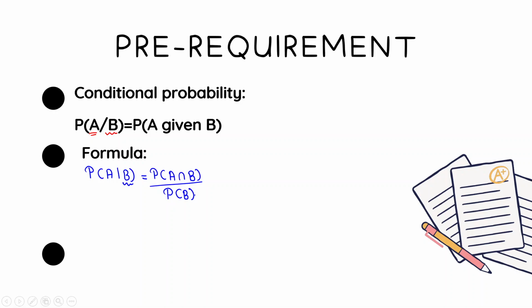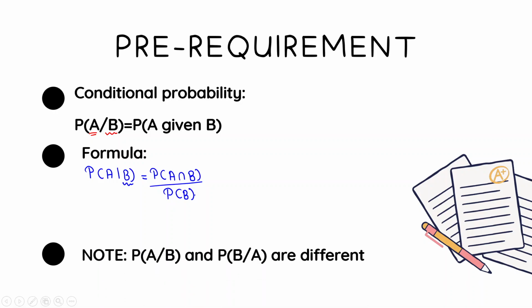One of the confusions that students always have is: are A given B and B given A the same? So I need to clear it. They both are different. If I ask you for probability of B given A, by using the similar concept, we can write the formula. In the numerator, you will write the intersection of these two events. So it is B given A, so it is intersection of B and A, which is same as probability of A intersection B, divided by the probability of the given event, that is probability of A.